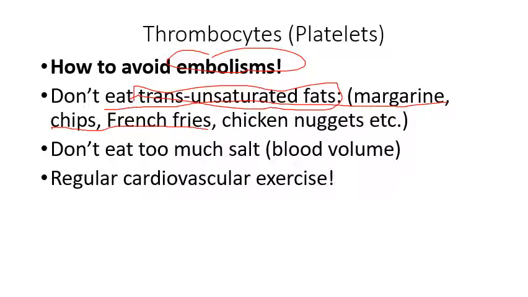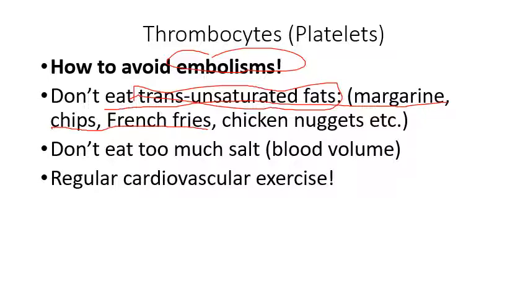An occluded artery means that it's narrower than it should be because the inner part of the periphery of the artery is lined with junk, with this gunk called plaque, and unsaturated fats cause the formation of plaque in the arteries. So if you want to avoid embolisms, don't eat any of those fast foods that are deep fried in partially hydrogenated vegetable oil.